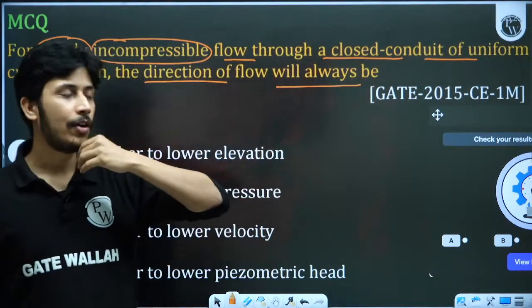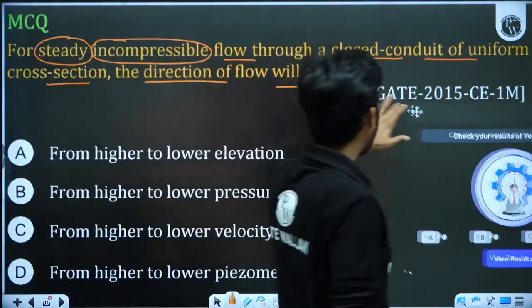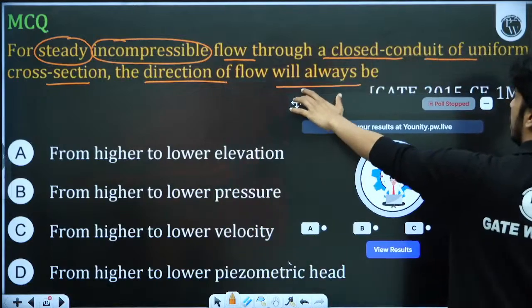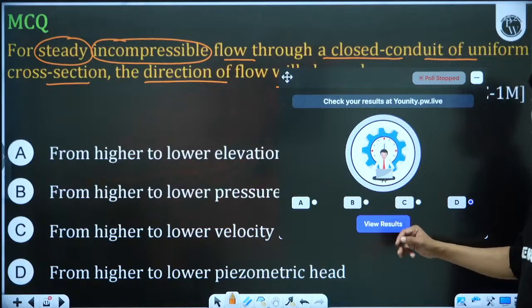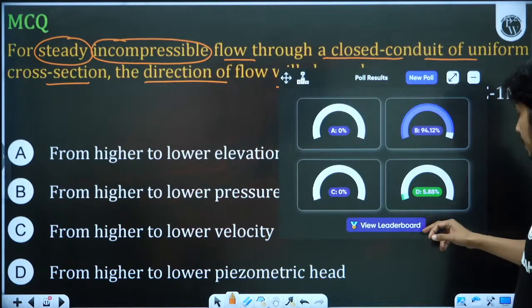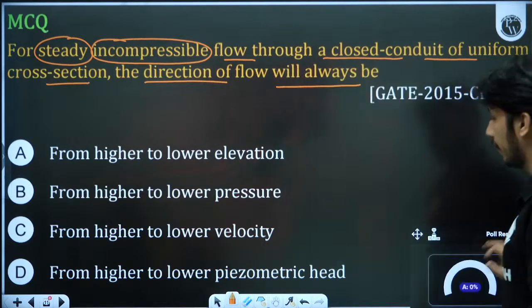Now here you have done wrong. The answer is not B. The answer is D here. Higher to lower piezometric head. How? Let us see. Only 5% of students have given the correct answer.